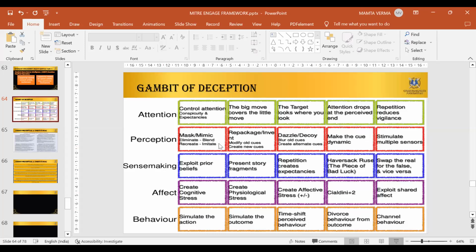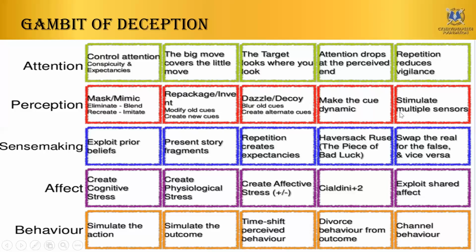One more slide before I go to the next one, the 10th step: Gambit of deception. If the entire life cycle of deception starts from behavior, affect, sense making, perception, and attention, it goes the other way around. If you look into attention: control attention, conspicuity and expectancies, big moves cover the little moves, the target looks where you look, attention drops at perceived in, and the last one is repetition reduces vigilance.